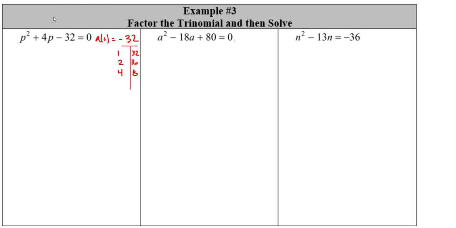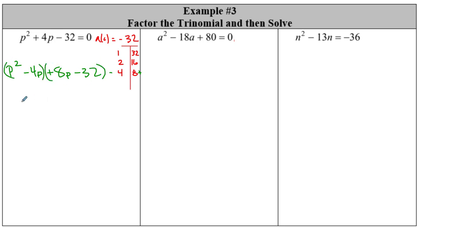Okay, I think we're getting kind of comfortable identifying A, B, and C. So I just did the AC right here. We got negative 32. I need them to be 4. Remember, I said if it is a negative c term, the sign of my b term will go to my bigger factor. So that means I'm going to have a positive 8 and a negative 4. So we're going to do p squared minus 4p plus 8p minus 32. Alright, boom and boom.